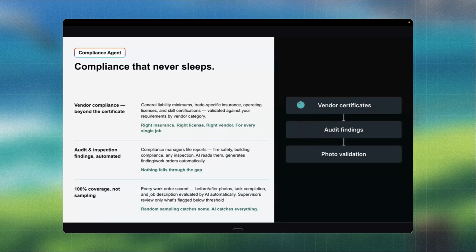With respect to the vendor certificate agent, this is the one that handles the COI, wherever applicable for your organization: the general liability minimums, the trade specific insurances, any high risk SWMS, high risk insurances that your vendor has for a particular job. All these are clearly being validated by AI. And if it's flagged, it ensures that the vendor is not dispatched for that job.